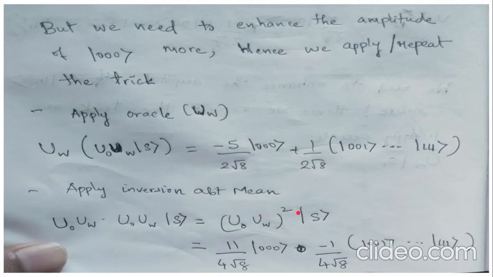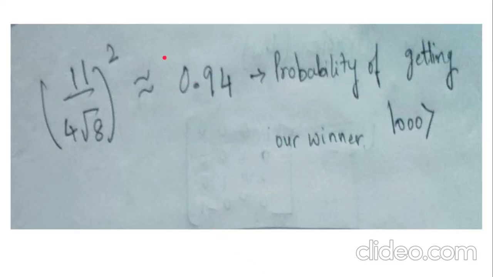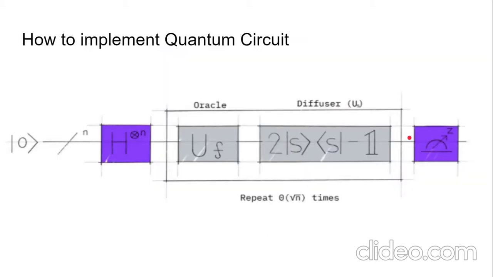And when you apply inversion about mean, the amplitude of the winning state becomes 11 by 4 root 8. Now (11 by 4 root 8) whole square gives around 0.94. That means whenever you measure the superposition state now, around 94% of the time you get your winning state, with a probability of 0.94. So again, Grover's algorithm did pretty well. Just in 2 steps you get the superposition state the same as the winning state which was required.